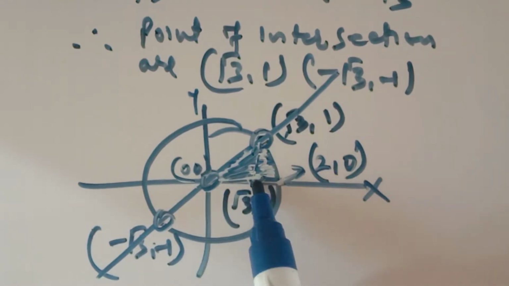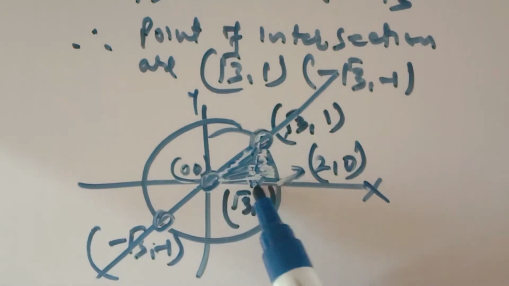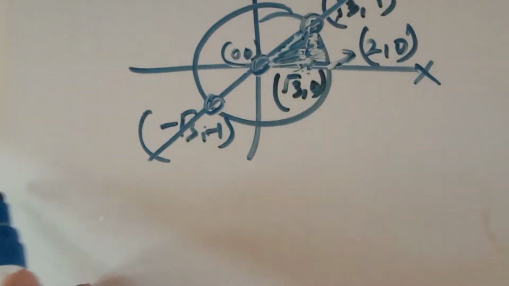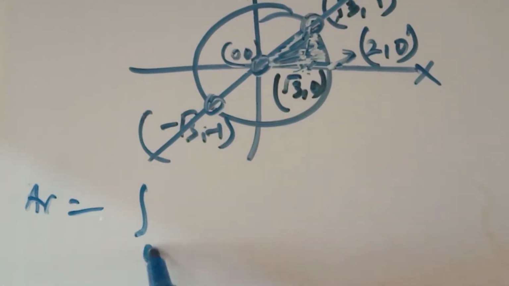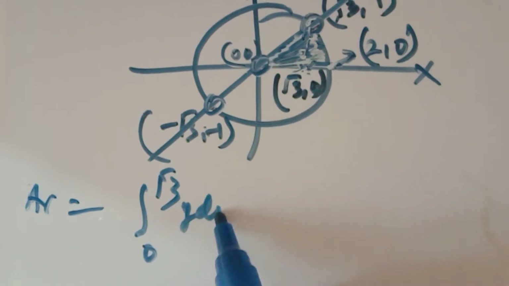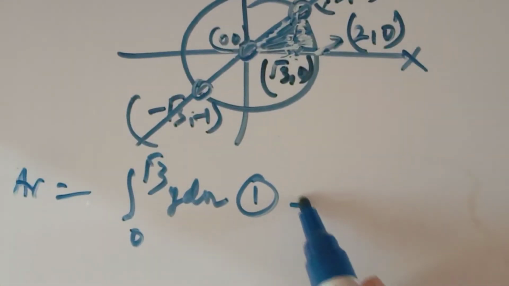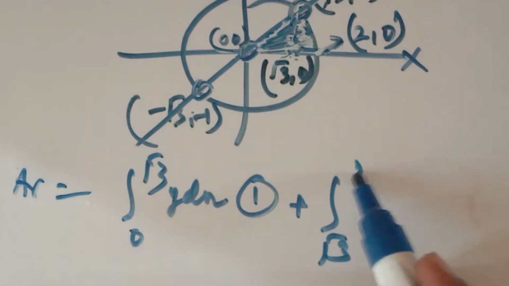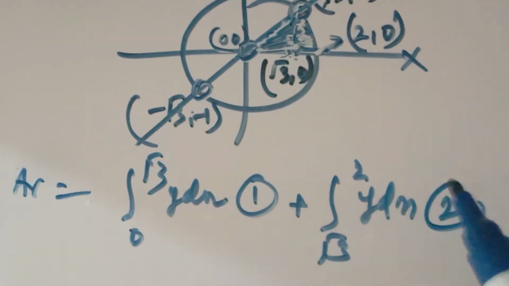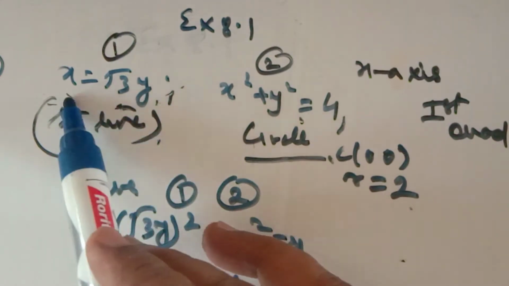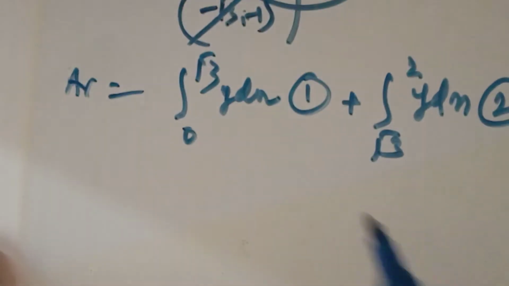So from 0 to root 3, you have to integrate the line, and from root 3 to 2, you have to integrate the circle. So the required area is the integral from 0 to root 3 of y with respect to x of the line first, that is the straight line, and from root 3 to 2 it is touching the circle, that is the second curve. So the value of y in the second is under root 4 minus x square, and the value of y in the first is x upon root 3. So put it here.